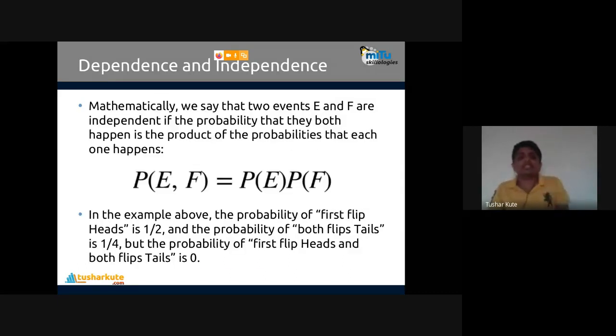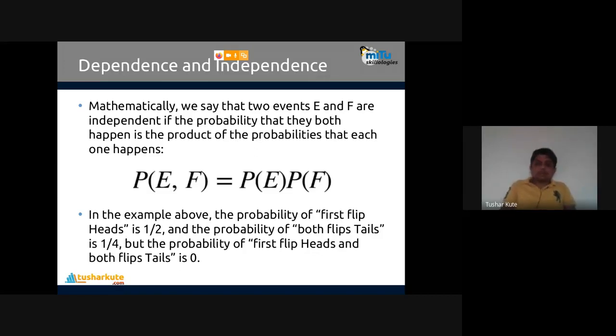Now to put this in the form of a mathematical probability equation, it can be something like this. Mathematically, we say that two events E and F are independent if the probability that they both happen is the product of the probabilities of each happening. This is the rule that we need to remember. Probability of EF, the probability of both events happening, is equal to probability of E times probability of F.